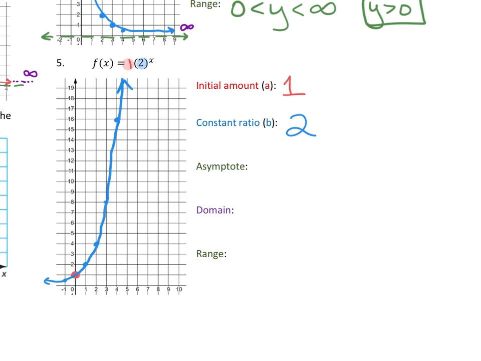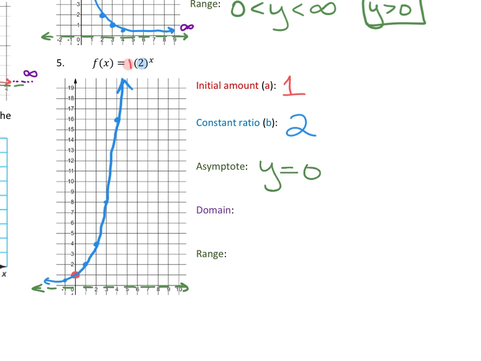Feel free to make fun of my curve and how wobbly it is, but here is what I did. You have an initial value of 1 and a constant ratio of 2, which means I double that every time. If I double 1, that's 2. If I double 2, that's 4. If I double 4, that's 8. Doubled is 16. And that creates my curve here, my exponential curve. Hopefully you did this thing down here where you didn't actually cross the x-axis, because we know that this graph has an asymptote at y equals 0.